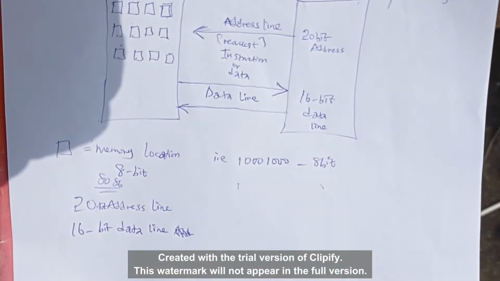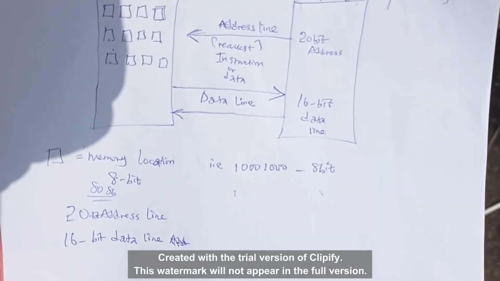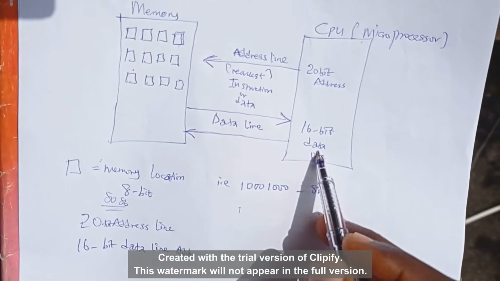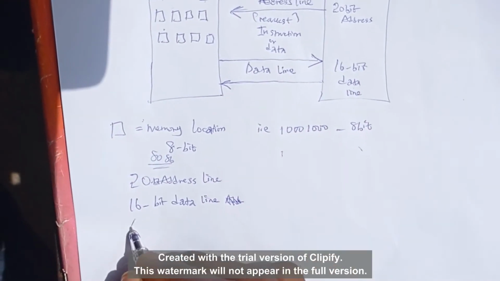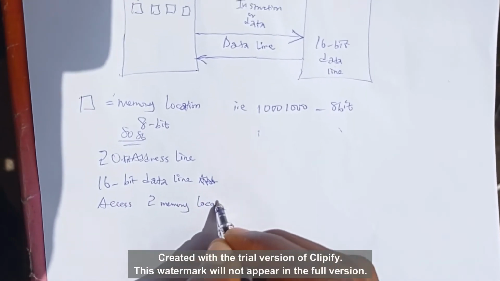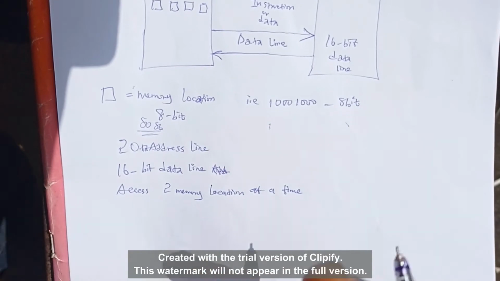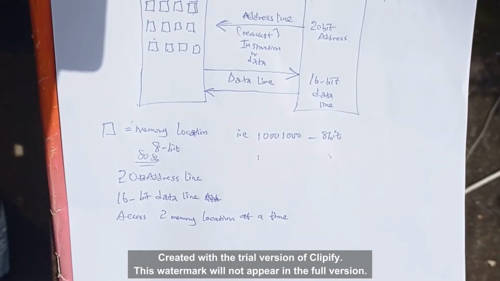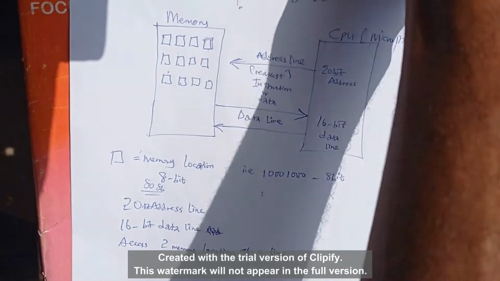So now let me cite the kind of advantage of the 8086. I said the address box here is 20 bits, and then the data line of the 8086 is 16 bits. So that means this 8086 can actually access two memory locations at a time, which makes it faster than previous Intel microprocessors.